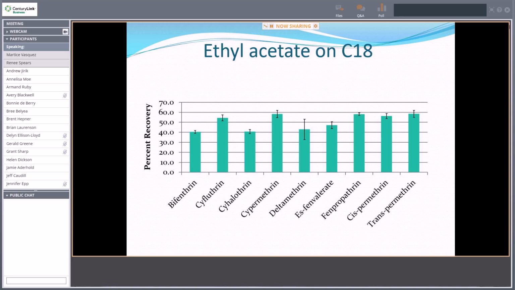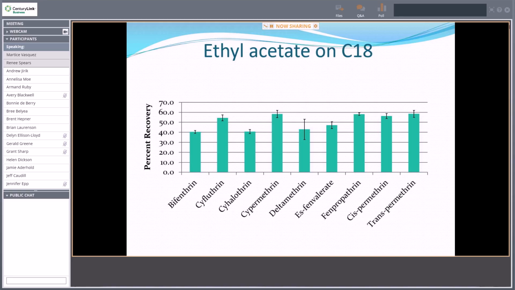Just to show you the recoveries, we were looking at between 40 and 60% recoveries, depending on which individual pyrethroid compound you're looking at. And I would just say that with more work and figuring out where we were losing mass, it's very likely that these pyrethroids could get optimized on a C18 cartridge.